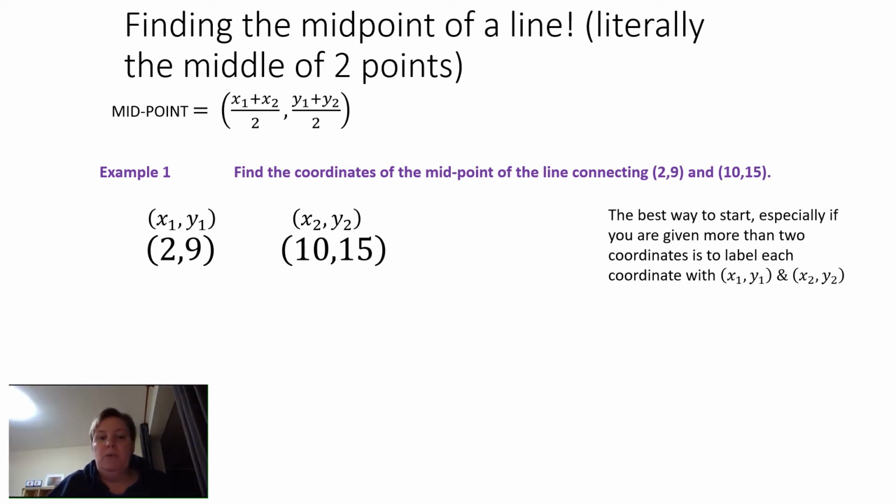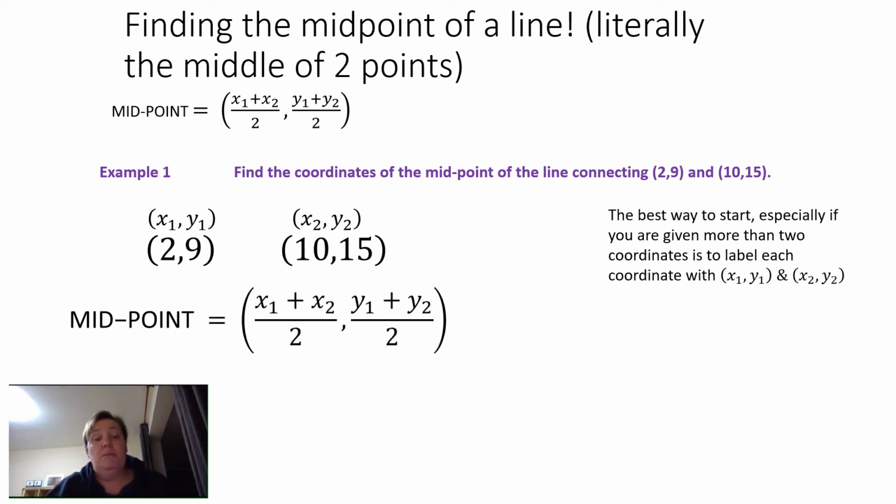Okay, so I've labeled my points. Now I'm going to put my formula down again because I just need to have it in front of me, and now I'm going to insert the numbers. So if I've done this correctly, you should see x1 plus x2, divided by 2. I'm so sorry. I'm very tired and my brain is not working. Okay, 2 and 10. And then for the second one here, I should see 9 plus 15.